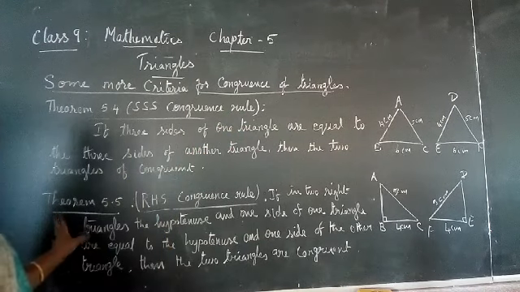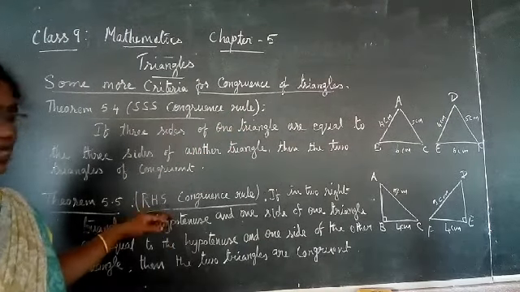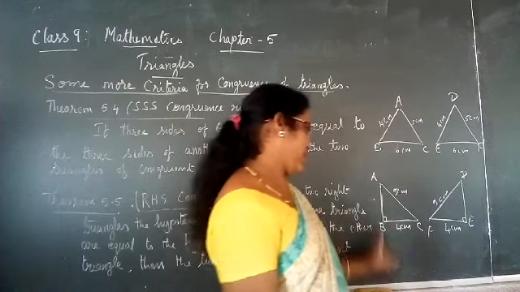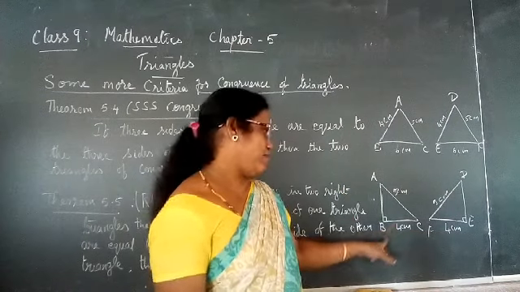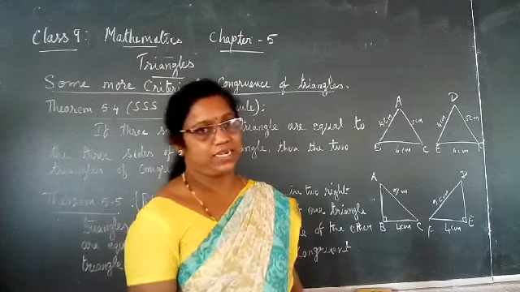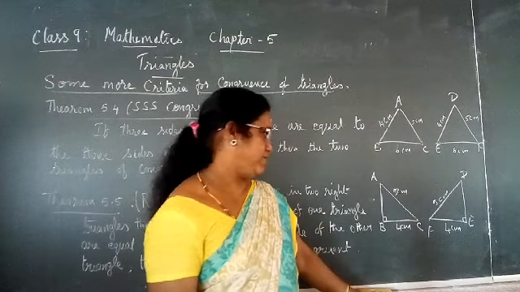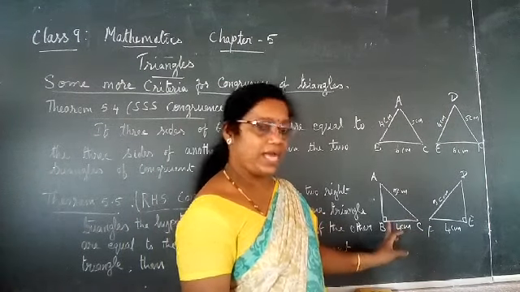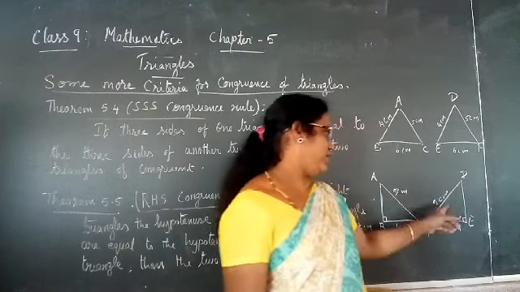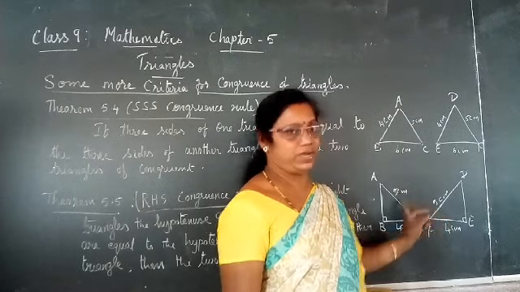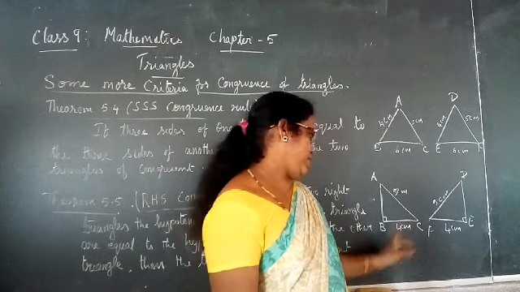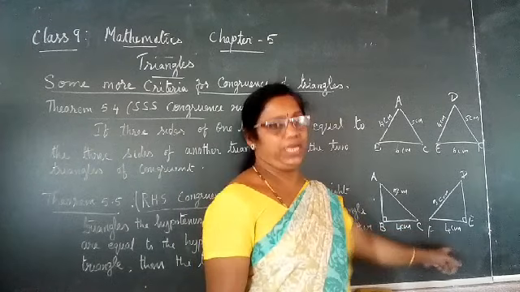And next we have theorem 5.5, in which it says that if you have two right-angled triangles, let us consider ABC and DEF, where angle B is 90 degrees and angle E is 90 degrees. In these two triangles, the hypotenuses, which are opposite to the 90 degree angle, that is AC and DF, are equal to each other. And also one of their corresponding sides, BC and EF, are equal to each other.